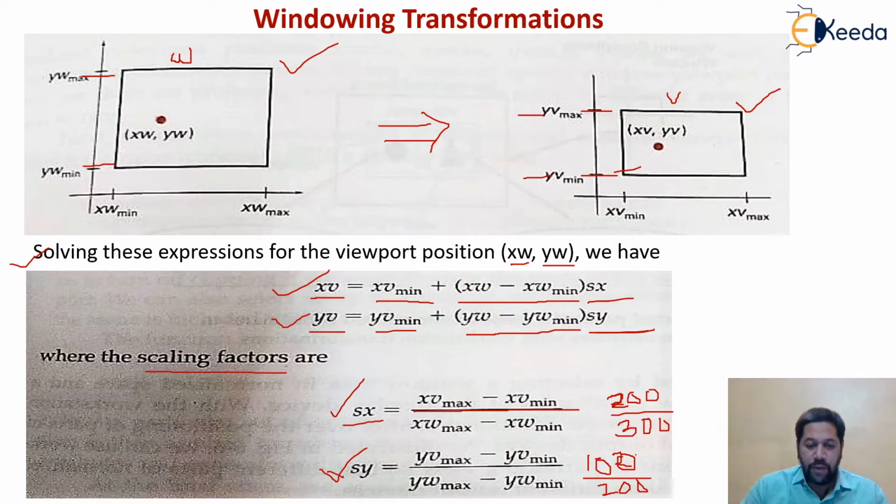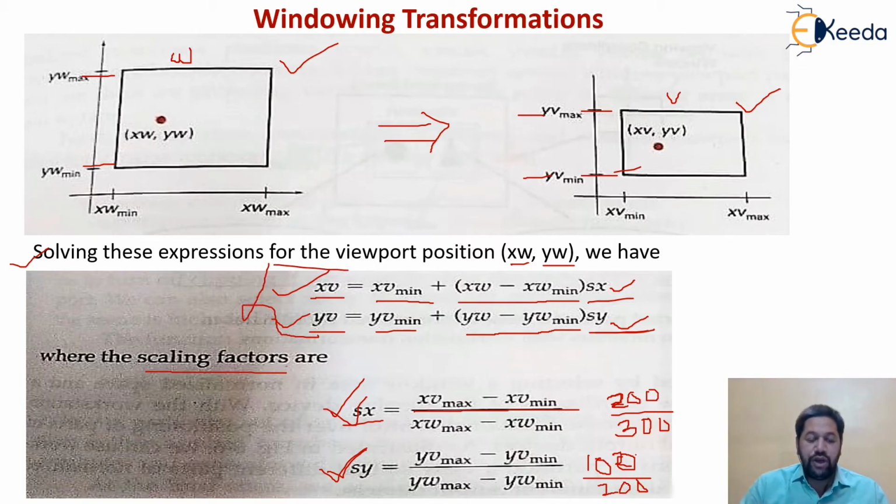What is the value of Sy? My Sy value will be 1 by 2, or 0.5, and my value of Sx will be 2 by 3. This is my scaling factor. So this is the equation that we have.